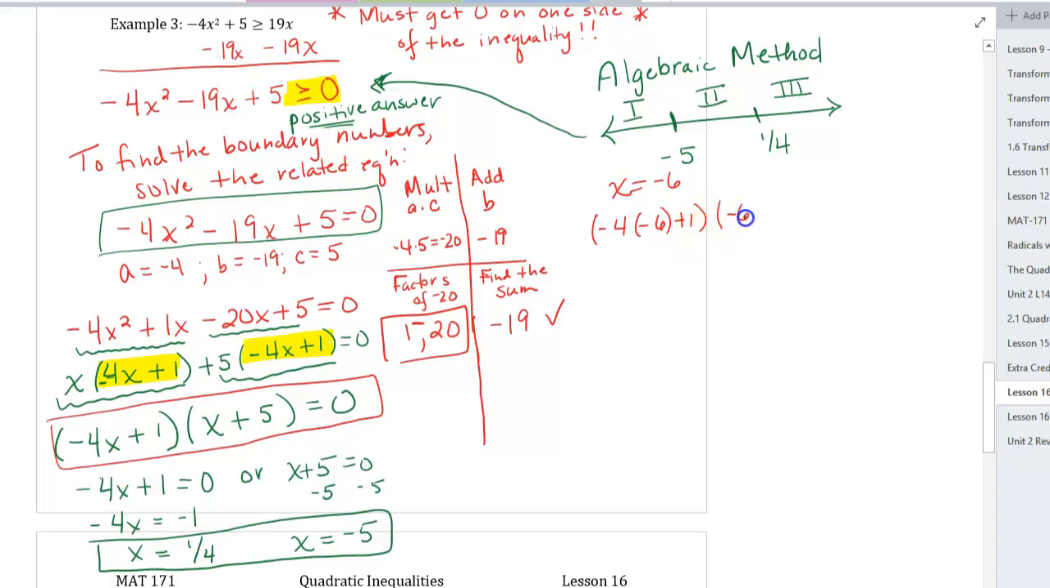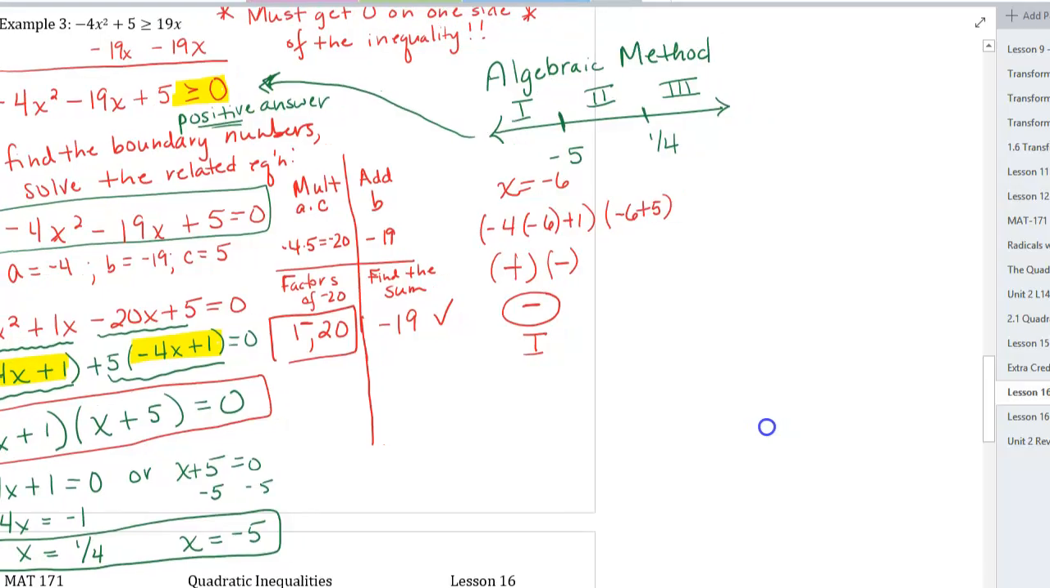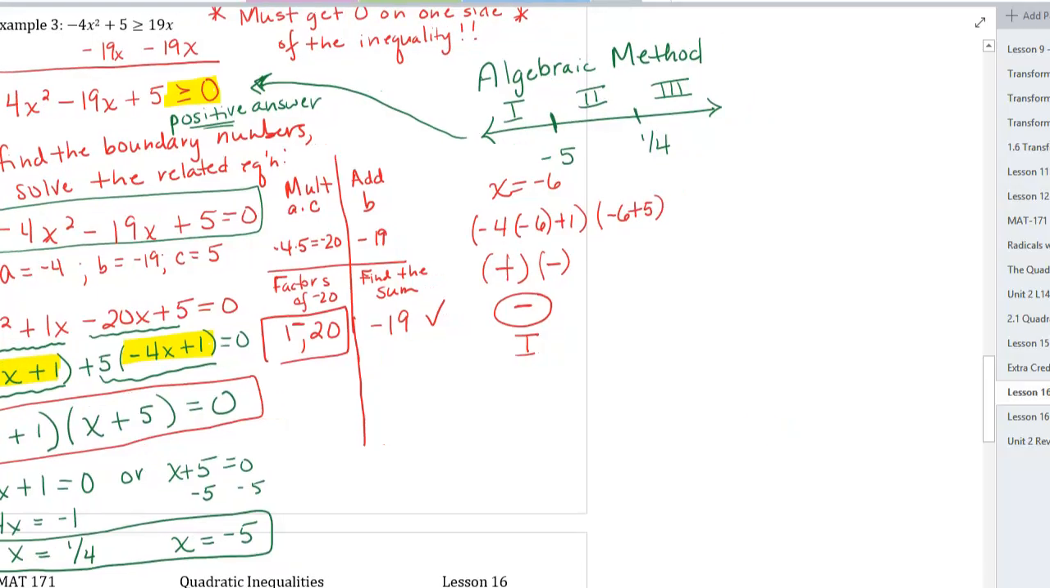And then negative 6 plus 5. And it really doesn't matter what the value is. What we're looking for is the sign. So negative 4 times negative 6 will be 24 plus 1 is 25, which is positive. Negative 6 plus 5 will give you a negative number, and a positive times a negative number is negative. So interval 1 will give us negative answers. So it's not going to be interval 1.